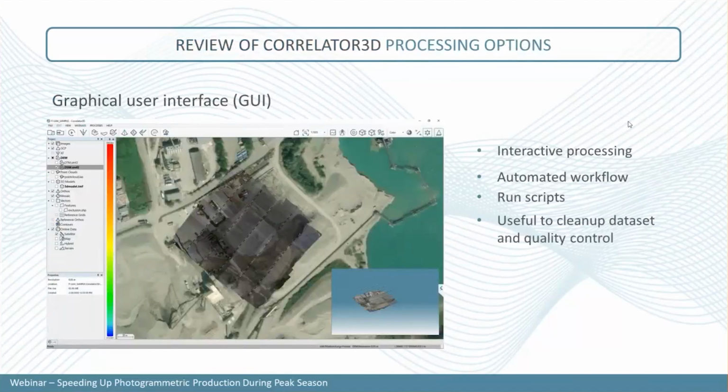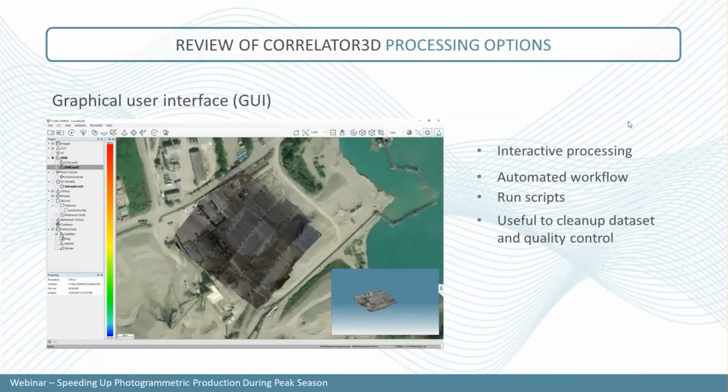So now let's review basically the processing options of Correlator3D. As I said before, there are basically three main options for processing data in Correlator3D. The first one, which is the most used one by all our users, is basically the graphical user interface. So the GUI is an interactive processing where you can see the processing going on your screen, and you can quickly visualize the data as it gets processed.